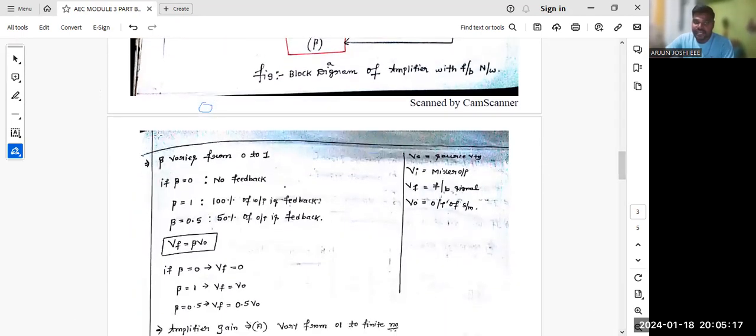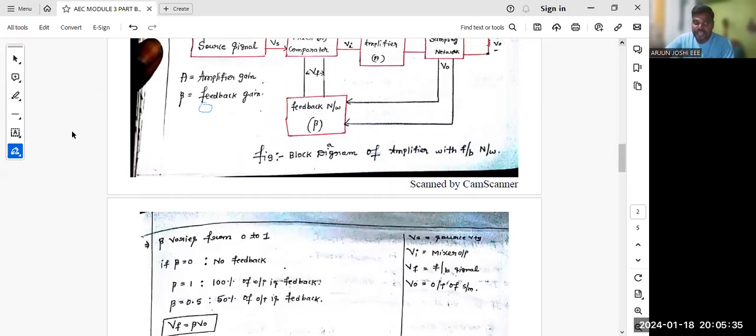Here beta is nothing but a feedback gain. That feedback gain varies from 0 to 1. What do you mean by this 0 to 1? Students, what is the feedback gain here? How to calculate gain? I hope all of you understand what gain means. Gain is nothing but output divided by input. For example, gain G is equal to V naught, or output, divided by input.